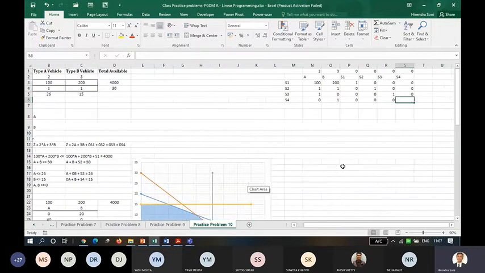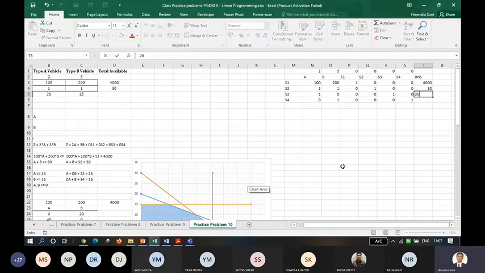इनका सबका RHS वैल्यू क्या है, दिस इज योर डीजल. सो डीजल आपके पास में कितना अवेलेबल है, 4000. Number of drivers, that is 30. Number of type A vehicles 26. Number of type B vehicles 15. यहाँ तक ओके. So what we do is we calculate Z.